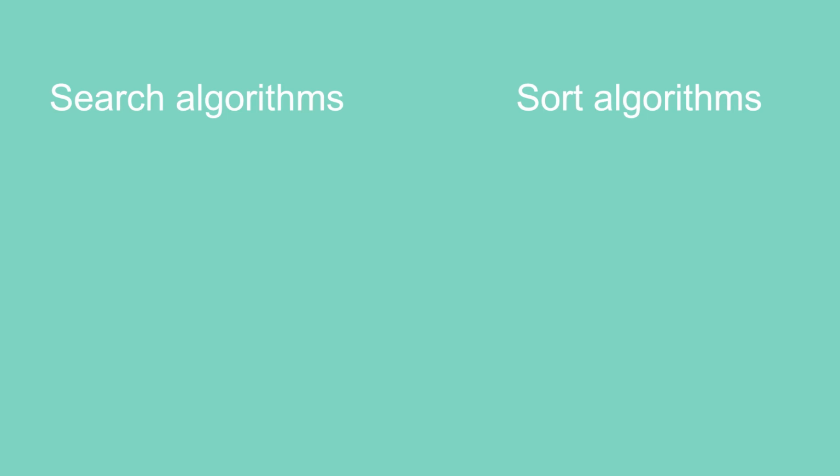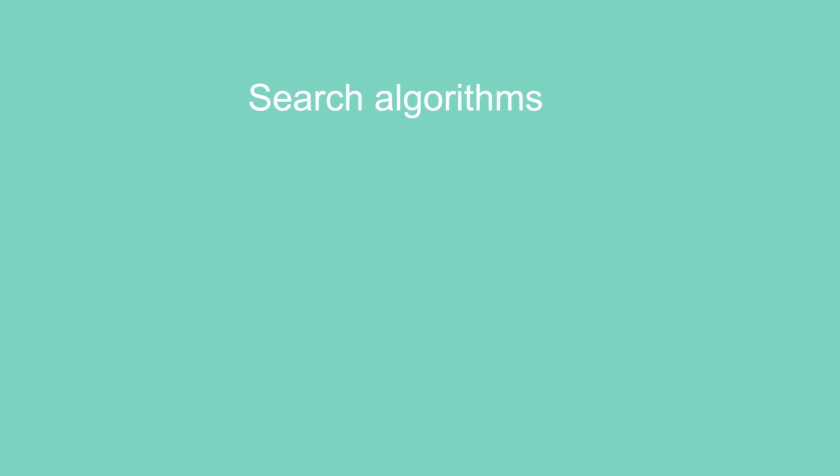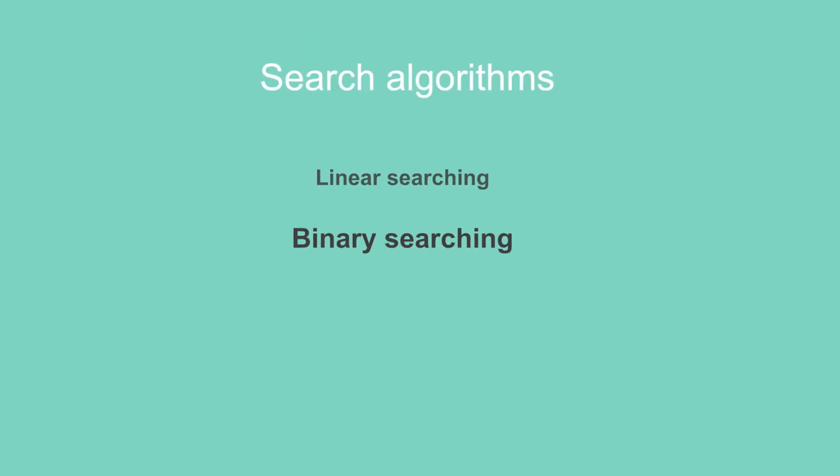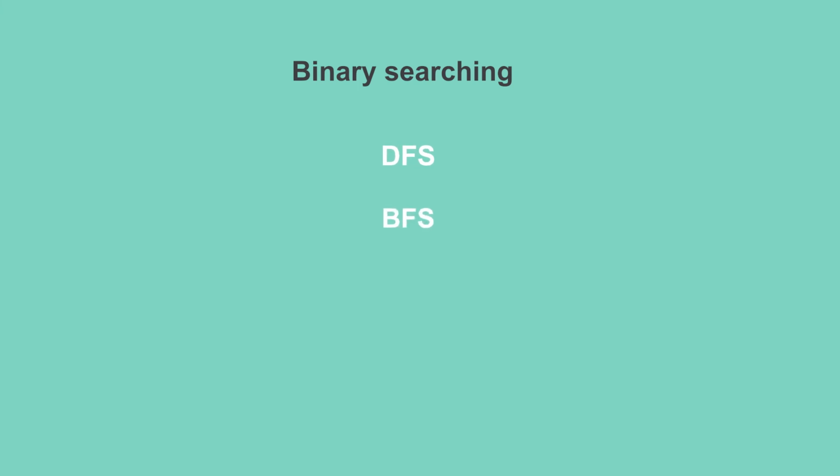Every day you look for something in your daily life. Similarly, in the case of a computer, a large amount of data is stored in the computer, and whenever a user requests data, the computer searches for that data in the memory and returns it to the user. We have two types of searching: linear searching and binary searching, like depth first search and breadth first search.